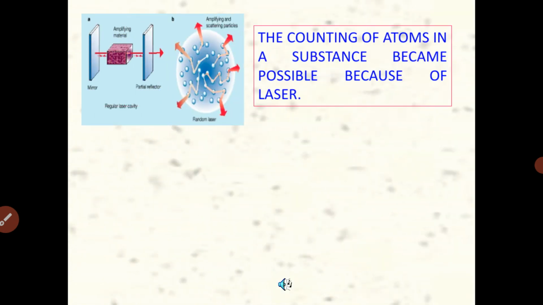Next, in the next image, we can also use this laser light for counting the atoms in a substance. This is possible because of the laser, using resonance technology or resonance spectroscopy. This study is known as spectroscopy, the study of atoms and molecules by using this laser. This is known as spectroscopic resonance.